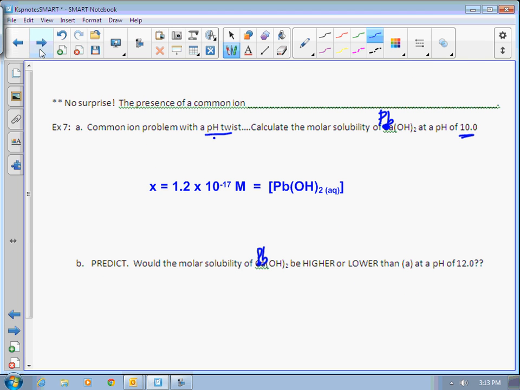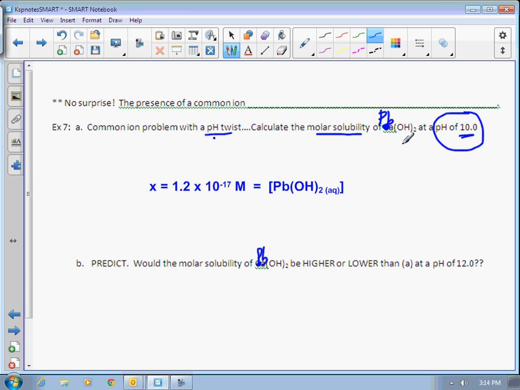What else can we do here? I want you guys to take a look at another common ion problem, but this time it's got a little bit of acid-base going on in it as well. So I want you to calculate the molar solubility. That's going to be in moles per liter. So again, molar solubility means you're solving for x, how much that solid will dissolve in 1 liter of solution. Okay, but this time in a solution that's at a pH of 10.